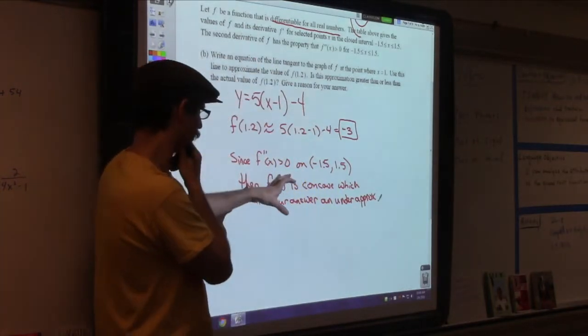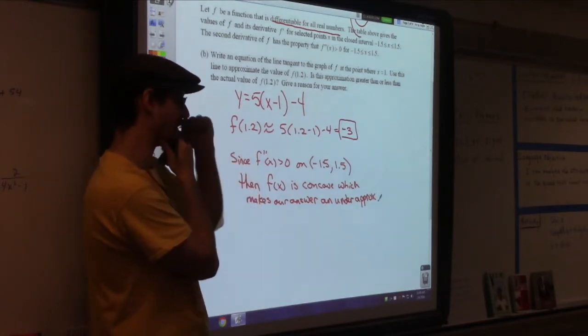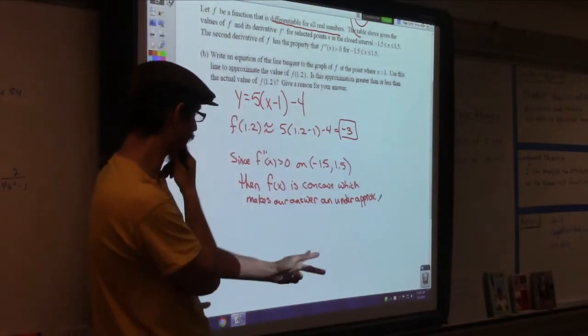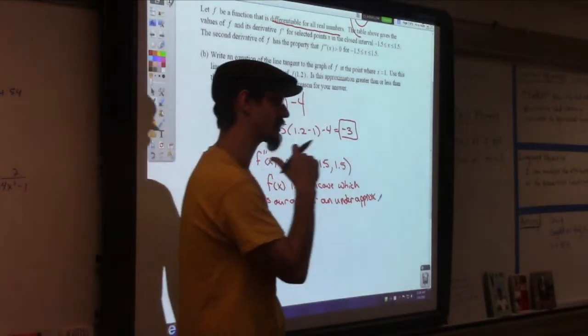Again, notice when we're going through that, I included that f double prime was greater than 0. I included the domain that they've stated. I included that it's concave up. I've told them that it's an under approximation. It took a lot of stuff.